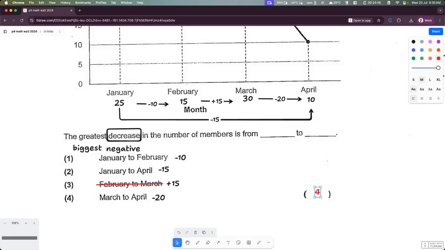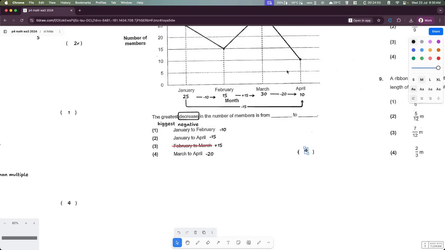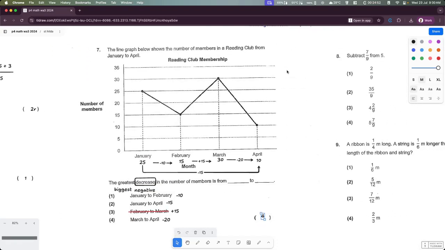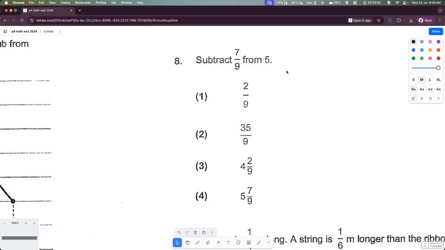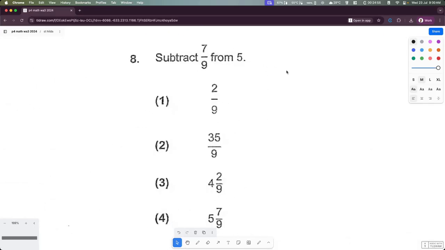There you go. Not red, black. Alrighty, so that's question 7. Let's move on to question 8. Question 8 says, subtract 7 over 9 from 5.